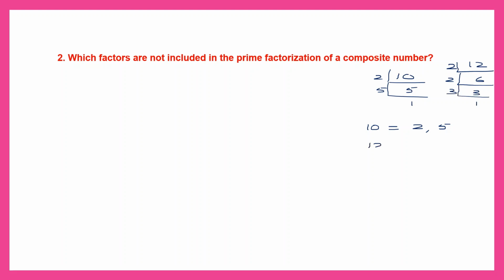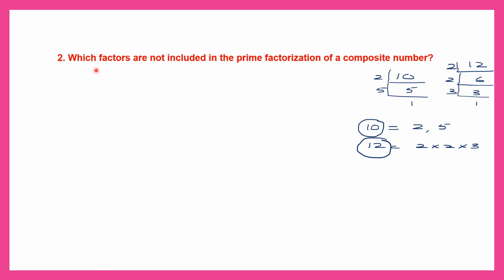So prime factorization, what do you get? You get 2 into 2 into 3. The prime factors are 2 and 3. Here for 10 the prime factors are 2 and 5. For 12 the prime factors are 2 and 3. Now 10 and 12 are composite numbers.